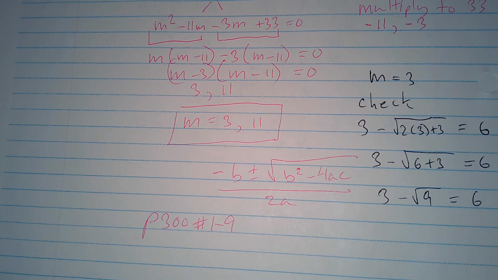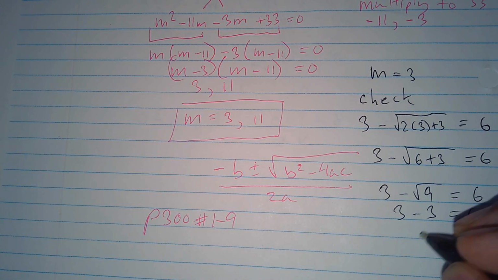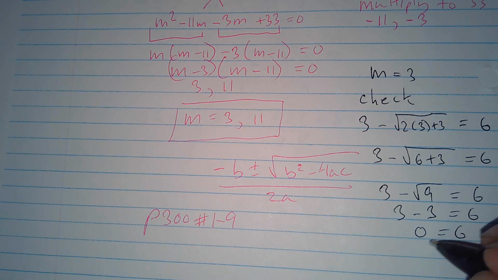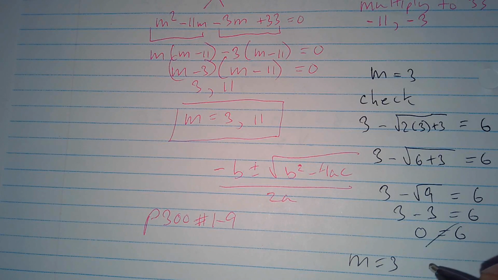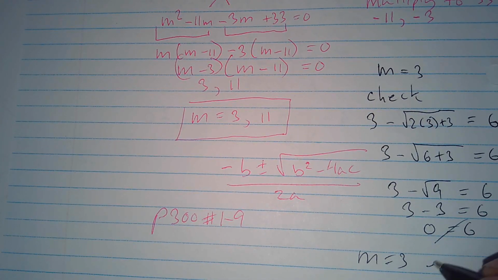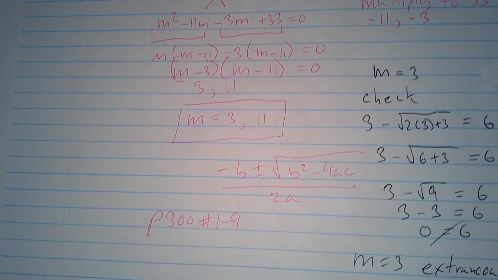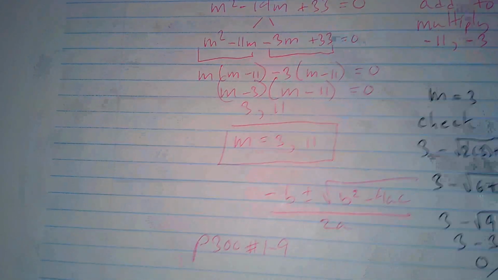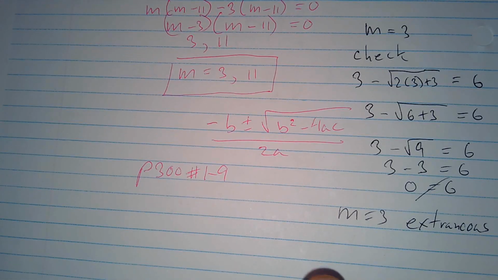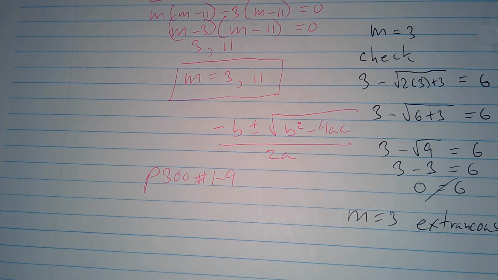So basically what that means is this is going to be 3 minus 3 equal to 6, or 0 equal to 6, which is not true. So m equals 3 would then be what we called extraneous. Extraneous means that it's not a possible answer. I should have mentioned that Tuesday, so I apologize for that. So that's an extraneous solution.